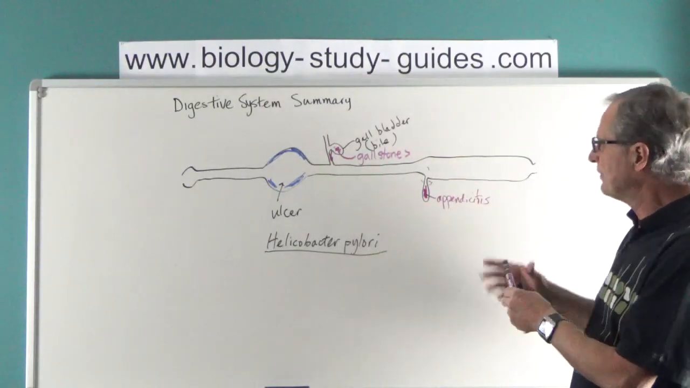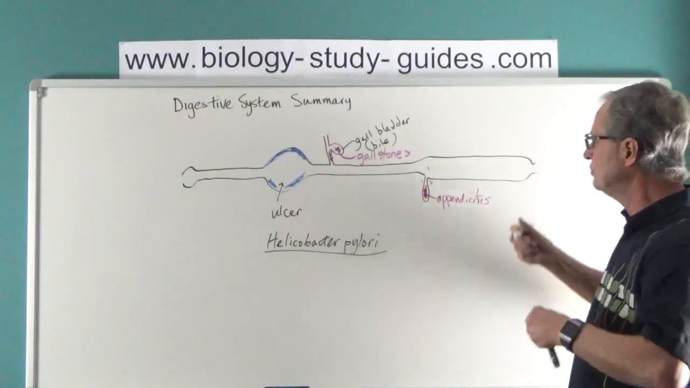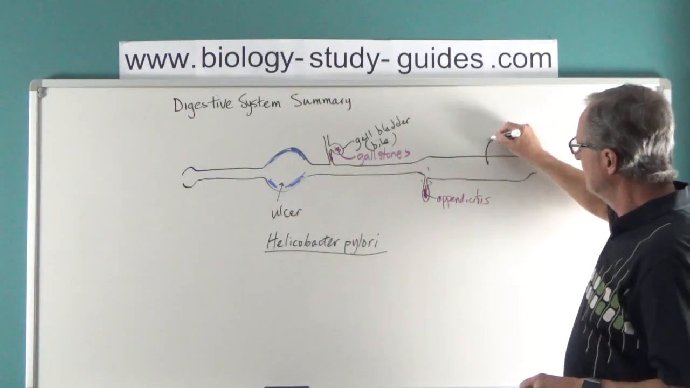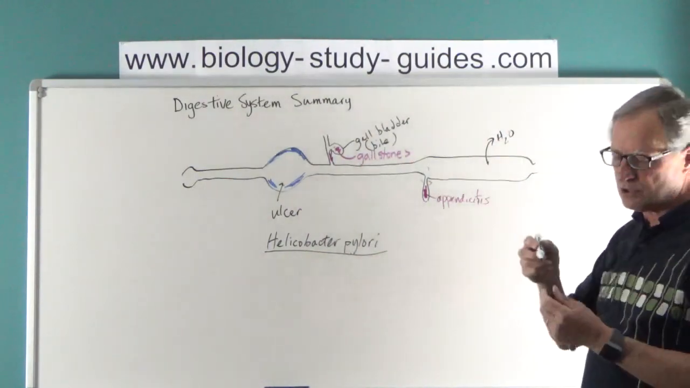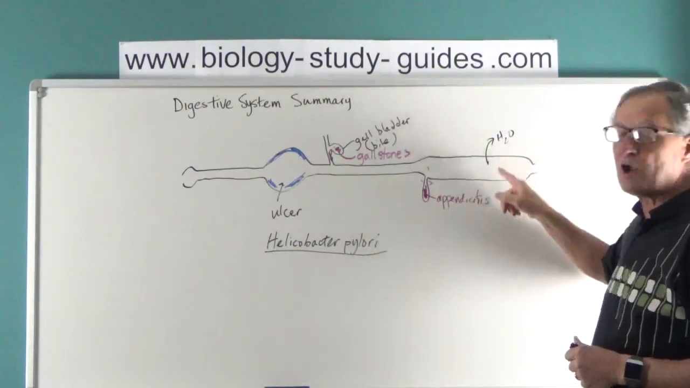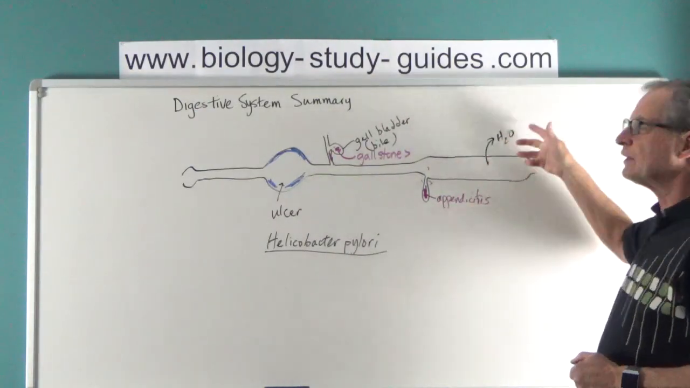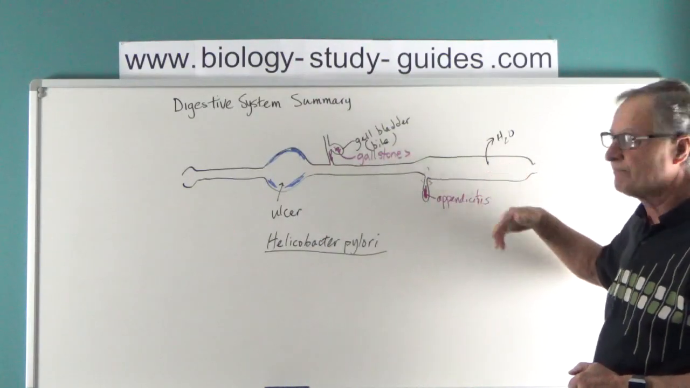Another thing that can happen along the digestive tract is you can get too much water or too little water being absorbed out of the colon. The colon's specialized to absorb water, but if you get too much water being absorbed, constipation results. If there's too little water being absorbed, you'll get diarrhea forming.